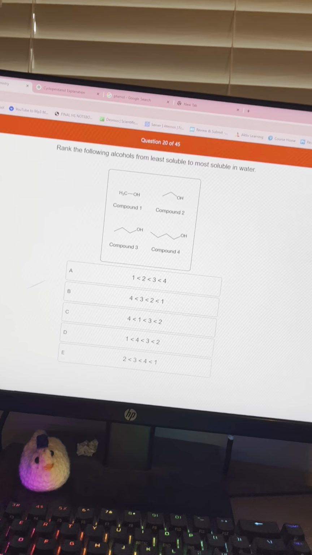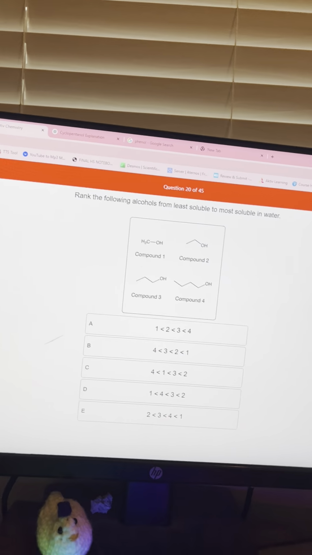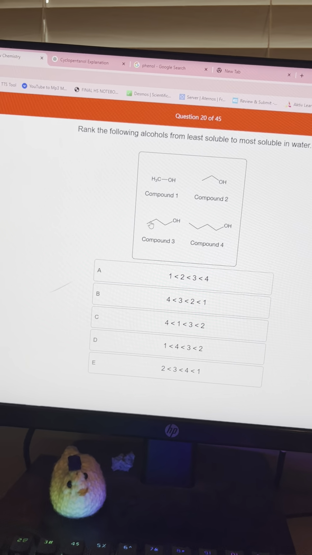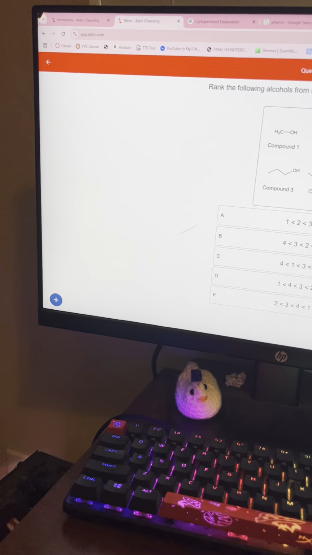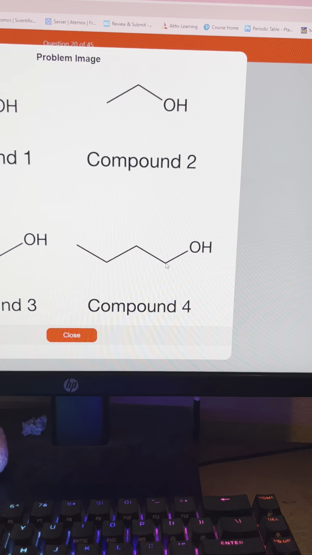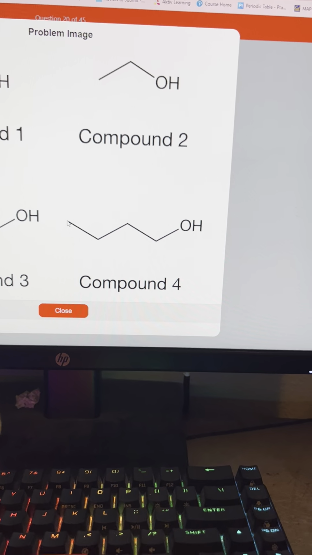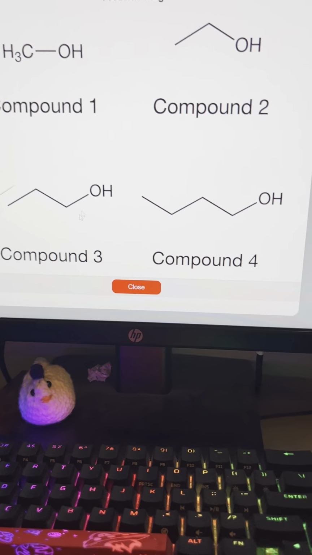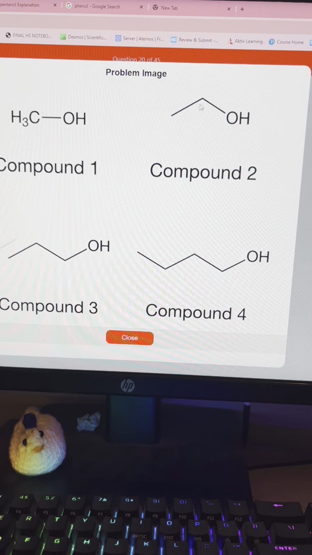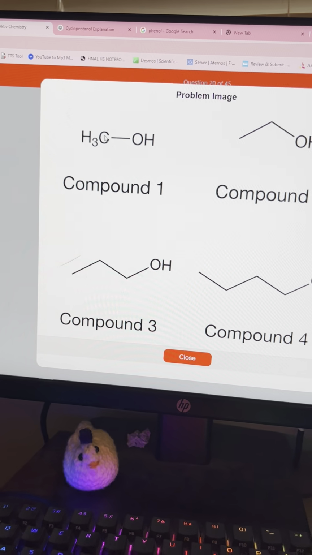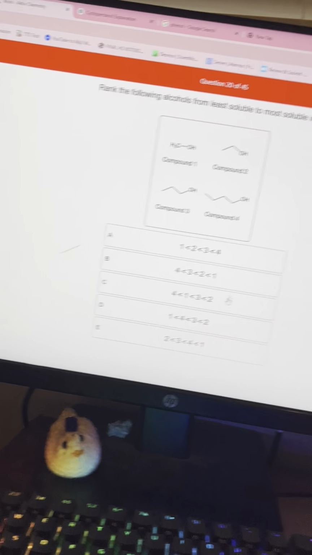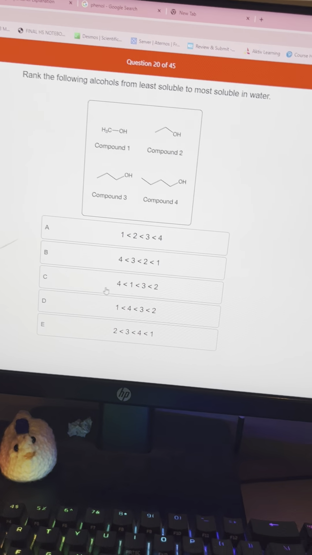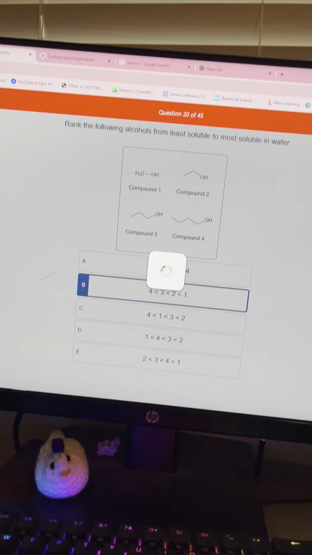Okay, here we go again. So we have least soluble to most soluble. Remember, the more carbons you have, the less soluble it is. So here you have 1, 2, 3, 4 carbons. So this is the least soluble. This has 1, 2, 3 carbons. So a little more soluble. This has 1, 2, a little more soluble. This only has 1 carbon. So compound 1 is the most soluble. It's asking from least to most. So we're going down: 4, 3, 2, 1.